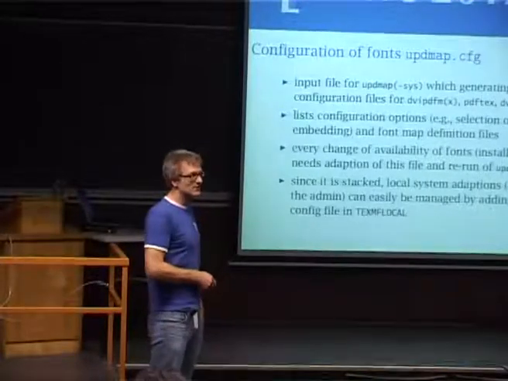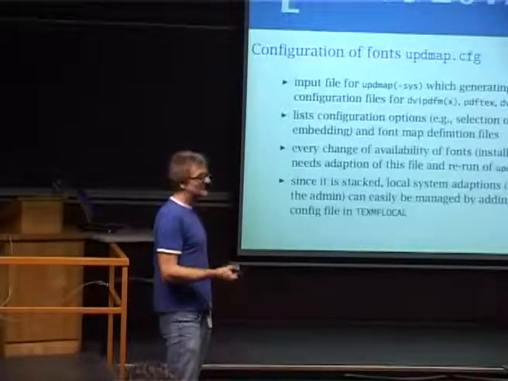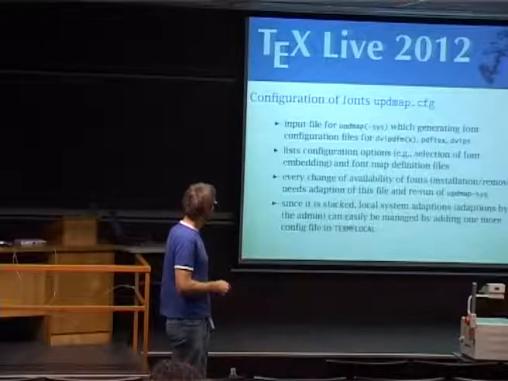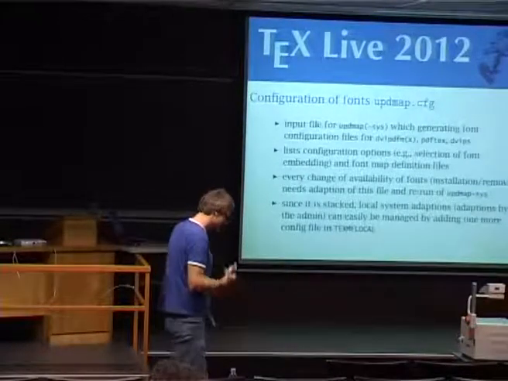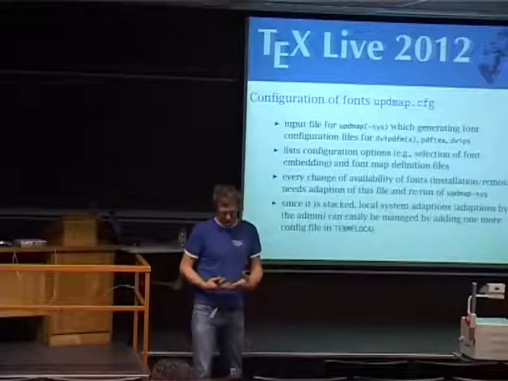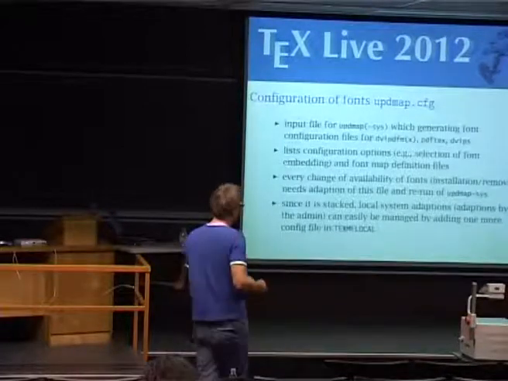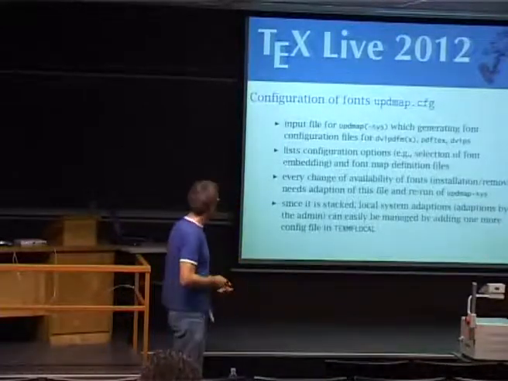Since it is stacked, since 2012, local system adaptations can be easily handled by just putting them in TEXMFLOCAL or in some other tree. So they are local. In Debian, for example, TeX Live ships everything under /usr/share/texlive, and other font packages go in /usr/share/texmf, and each one generates its own updmap config file. So that is something packagers and distributions should remember. If you have a change in the availability of fonts, you have to rerun updmap and regenerate the file or change it. Otherwise, the user will see strange things happening.